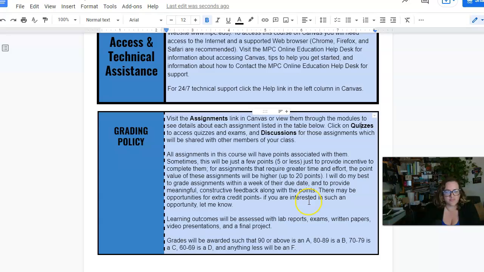Sometimes it's just a few, like 5 or 10 points, not a big deal. And then other ones are more valuable assignments in that they are assessments, and they're trying to make sure that you've learned something. Those are going to go up to at most 20 points, okay?